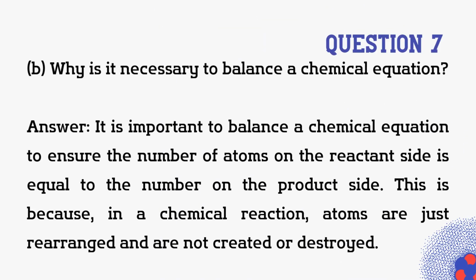Next question. B. Why is it necessary to balance a chemical equation? Answer: it is important to balance a chemical equation to ensure the number of atoms on the reactant side is equal to the number on the product side. This is because, in a chemical reaction, atoms are just rearranged and are not created or destroyed.